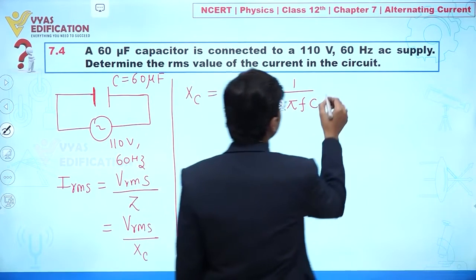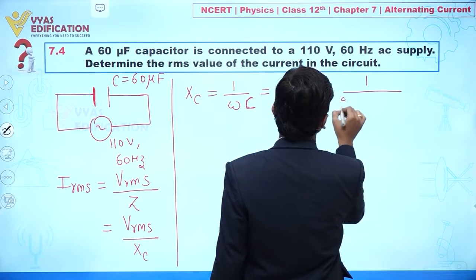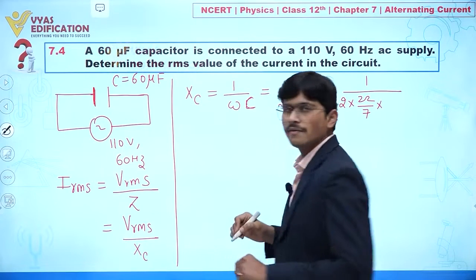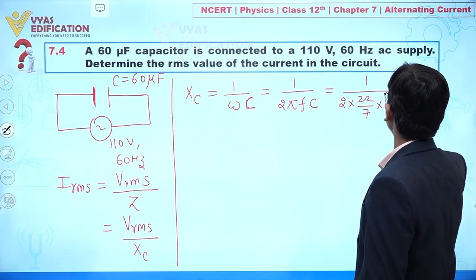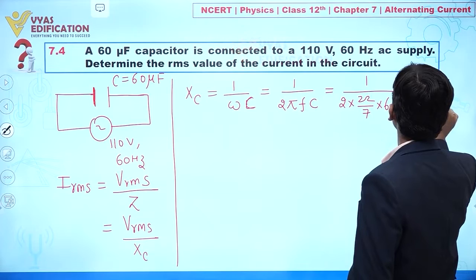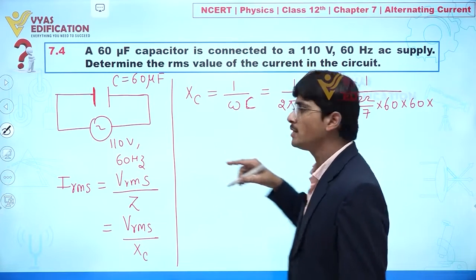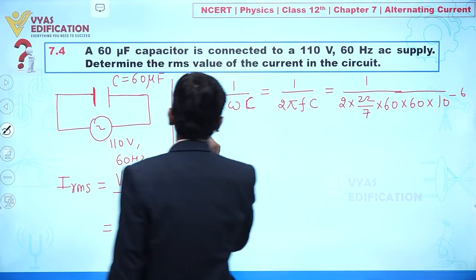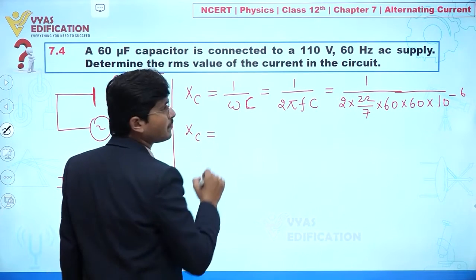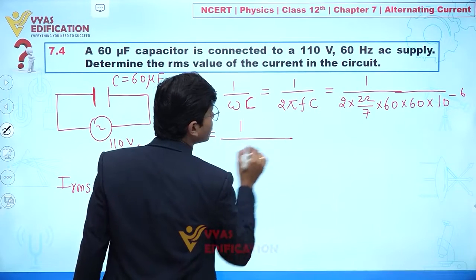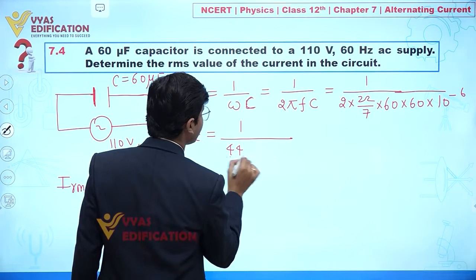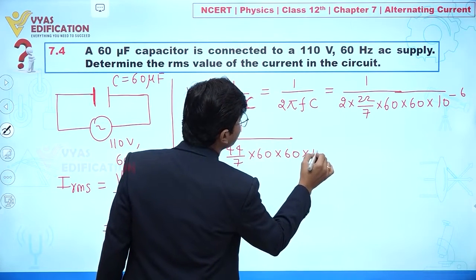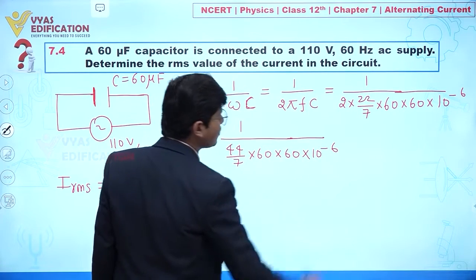Now if I put in all the values, this is 2 into 22 by 7 multiplied by the frequency. Frequency is given as 60 Hz and capacitance is given as 60 microfarad. Micro means 10 to the power minus 6. So the value of XC is given by 1 upon 44 divided by 7 multiplied by 60 into 60 into 10 to the power minus 6.